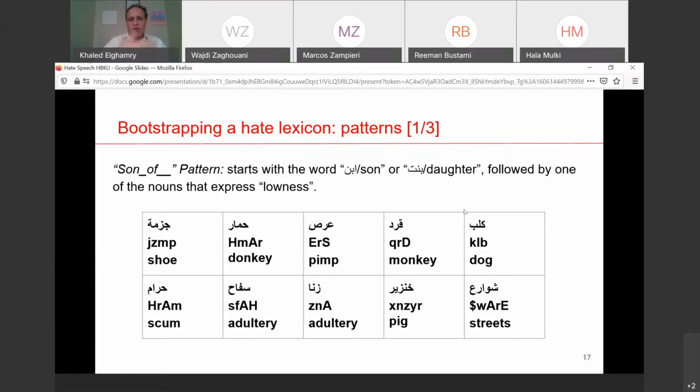And again, I'm sorry for the words, but these are the words usually used in the "son of" pattern: son of a shoe, son of a donkey, etc., or daughter of one of these words. So this is the first pattern, which is the son-of pattern.